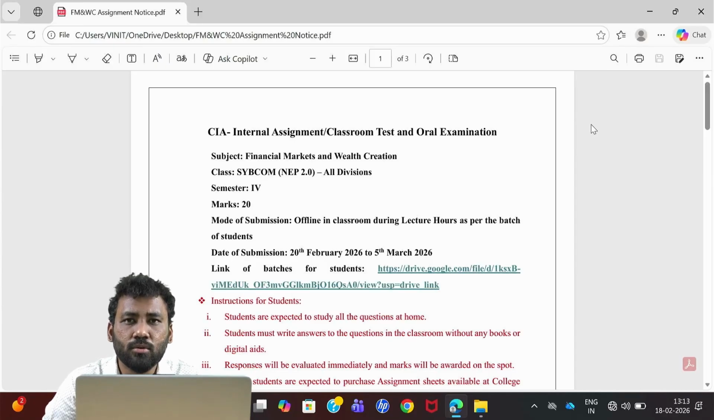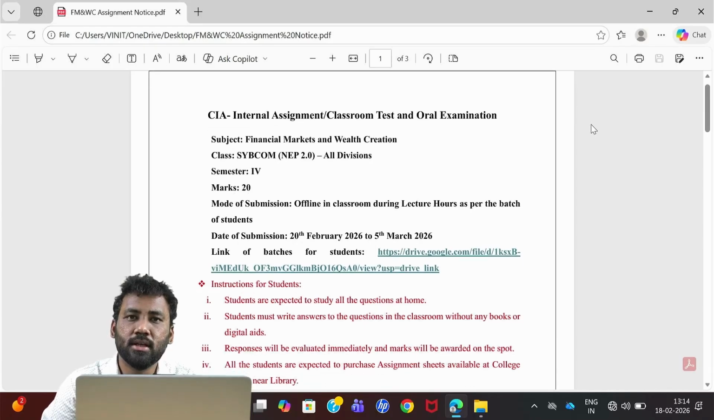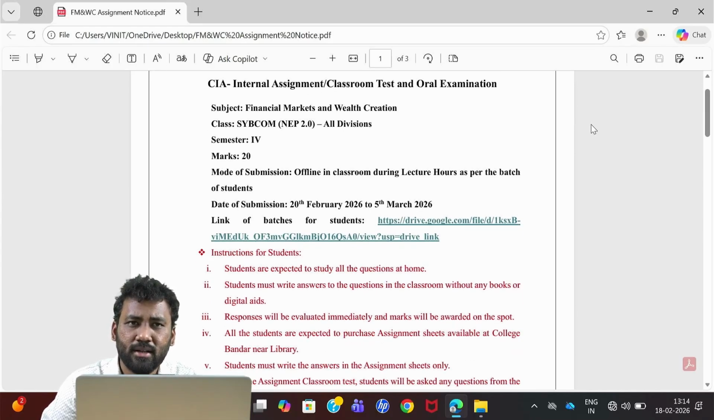Now, there are certain instructions for students which should be read carefully. Students are expected to study all the questions at home. Students must write answers to the questions in the classroom without any books or digital aids. The second point is very important: you don't have to write the answers at home. Instead, you are supposed to write the answers in the classroom itself without any books or digital aids. Responses will be evaluated immediately and marks will be awarded on the spot. For more clarity and transparency, students' answer sheets will be evaluated immediately, and on the basis of that answer sheet, certain questions will be asked for oral examination.